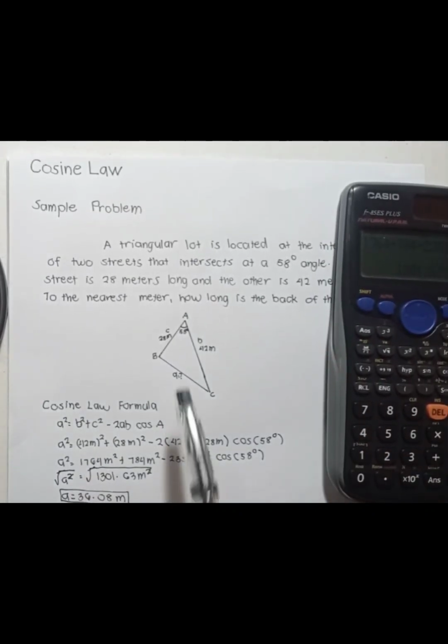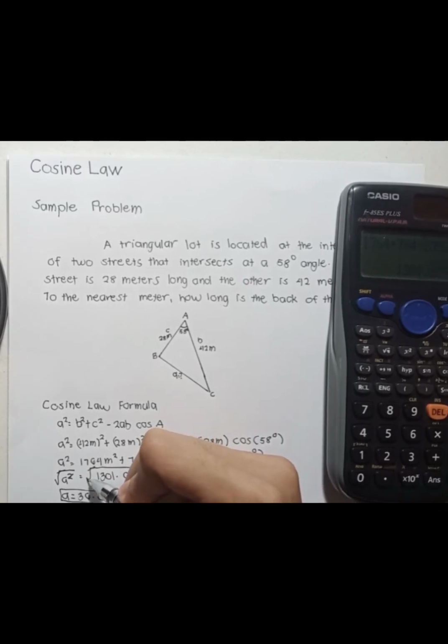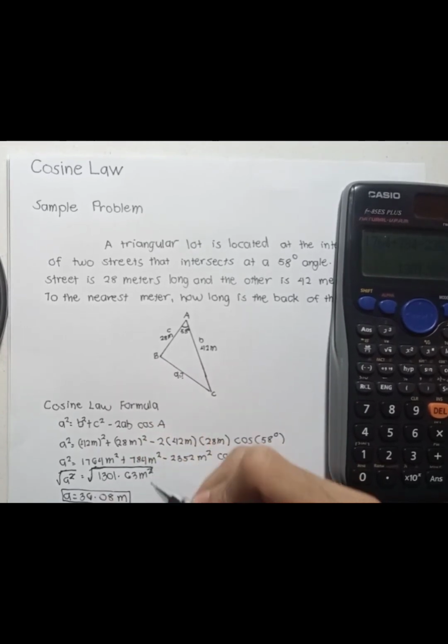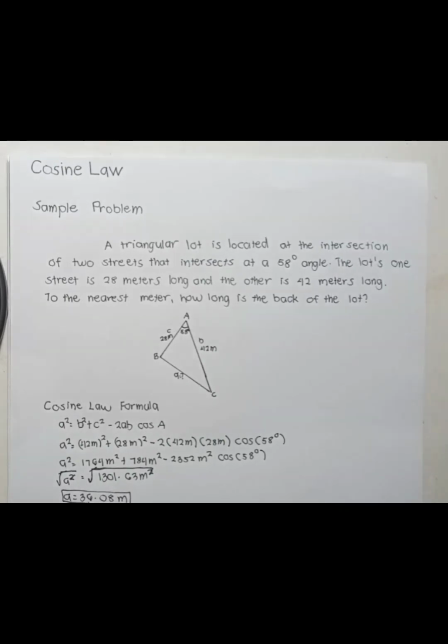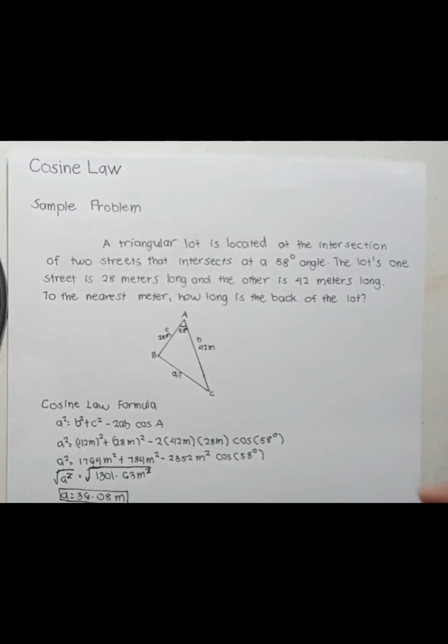Okay? So ang hinahanap natin is the value of A. So we will cancel the squared. And para makancel natin yung square dito sa A, we will use square root, okay? Mag-square root tayo dito, both sides. So the square root of 1,301.63 is 36.08 meters. So this is the answer for the side A.